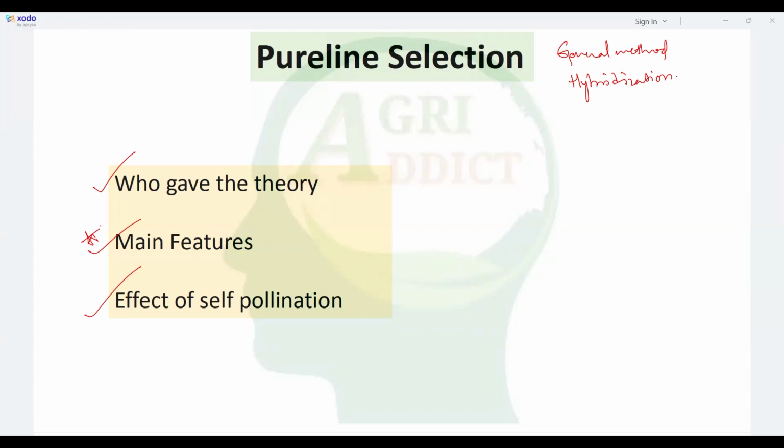So let us see who gave this theory. There is one scientist whose name is Johansson. He was a botanist from Denmark. So he is the one who gave this theory. Do you guys have any idea on which crop he formulated this theory? Rajma, in princess variety. Okay, Rajma, and someone told princess variety.